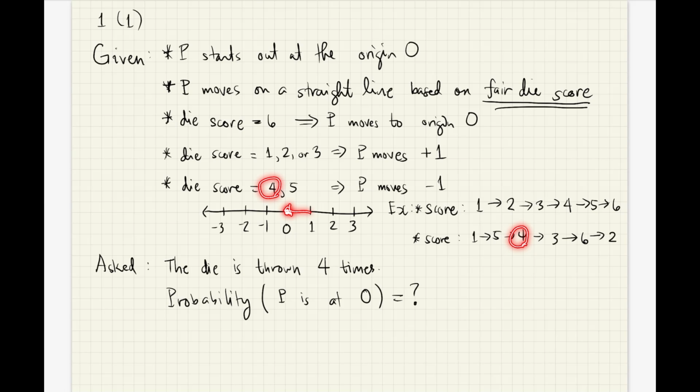4 says move backwards by 1 unit. So now we're at -1. You roll again, you get a 3, and 3 means you have to move forward by 1. So we're now back at 0 at the origin.